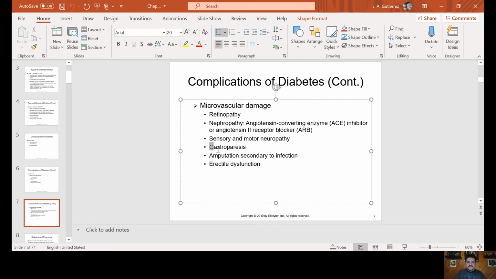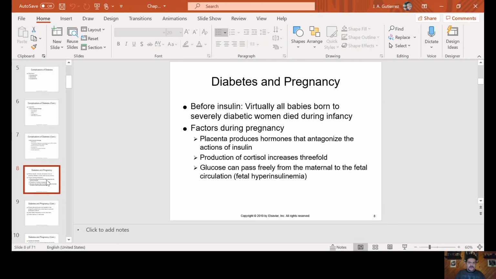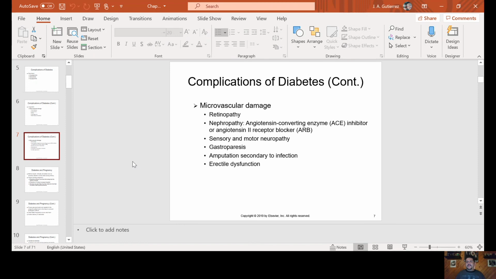Regarding gastroparesis, it means the stomach stops moving. And same thing, it's a nerve problem. The nerves innervating the stomach stop working, so the stomach stops responding to the process of digestion. This is a patient that's going to eat and it's not going to digest. And erectile dysfunction, same thing, because the quality of the blood is different and there's a lack of nerves. So those are the complications that we see in the long run in those diabetic patients.